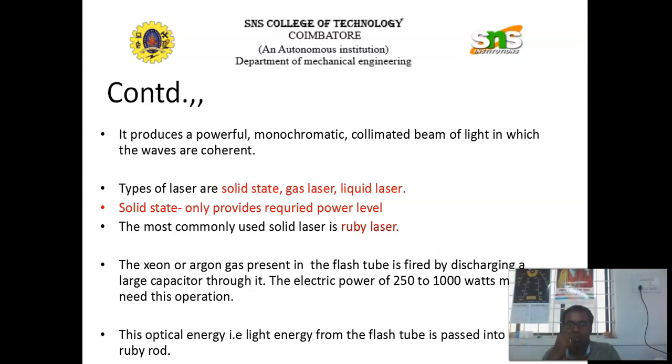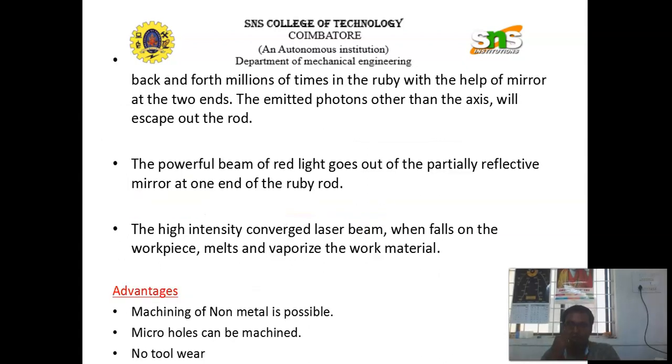Different types of lasers are solid state laser, gas laser, liquid laser, etc. Solid state laser provides the required power level. The most commonly used solid laser is the ruby laser. The xenon or argon gas present in the flash tube is fired by discharging a large capacitor through it. An electric power of 250 to 1000 watts may be needed for this operation. This optical energy, that is light energy from the flash tube, is passed into the ruby rod.